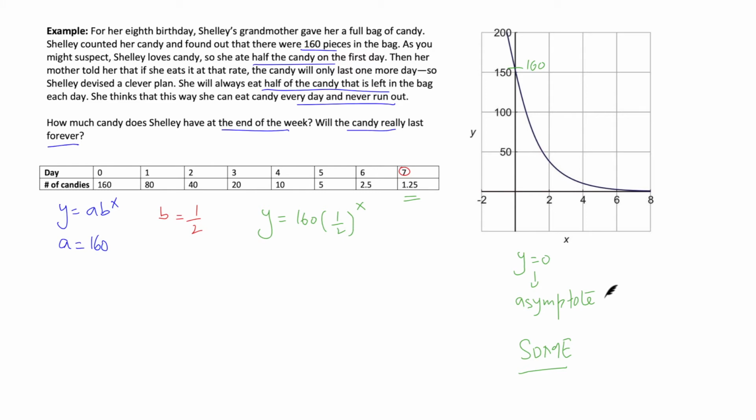This is the fundamental feature of an exponential decay function. Please remember this. Its value gets smaller and smaller, but never quite reaches zero because of the asymptote. So the curve will never touch y equals 0 for a simple basic exponential growth or decay. Please remember this.